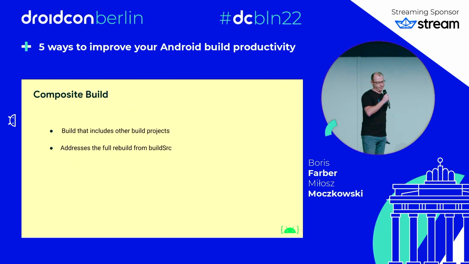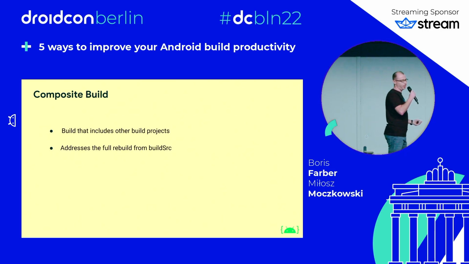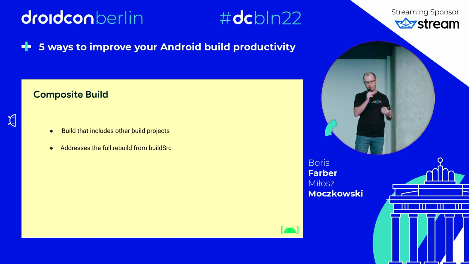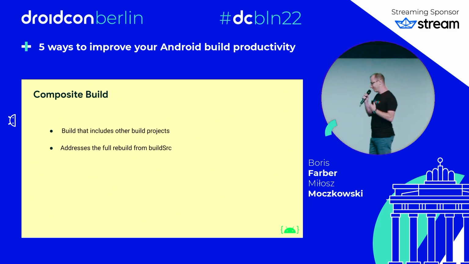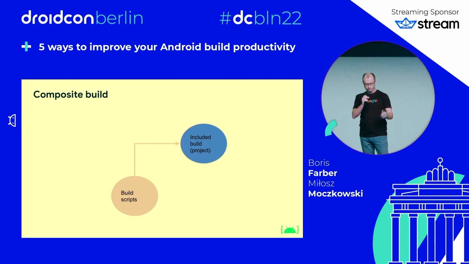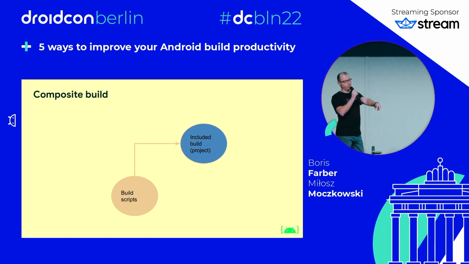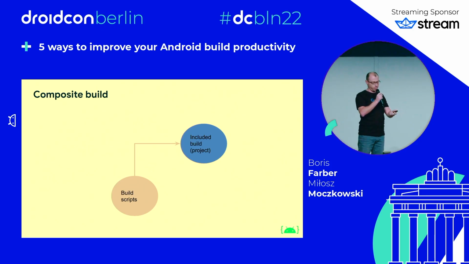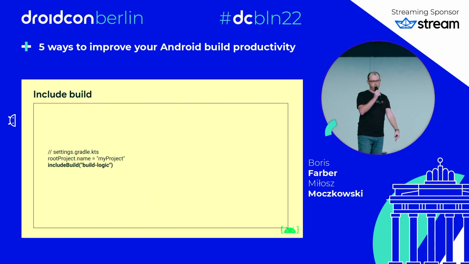So what is a composite build? It's a build that includes other build projects. So instead of referencing a folder, we are referencing a project, and when we reference a project, Gradle can do a lot of things behind the scenes to make sure that not every change rebuilds everything. Here is how it looks, actually pretty similar to buildSrc. We have the build scripts from all our modules, and we have the included build project, which is a whole Gradle project with build.gradle and so on. And this is how we connect it to our build, by the includeBuild directive.